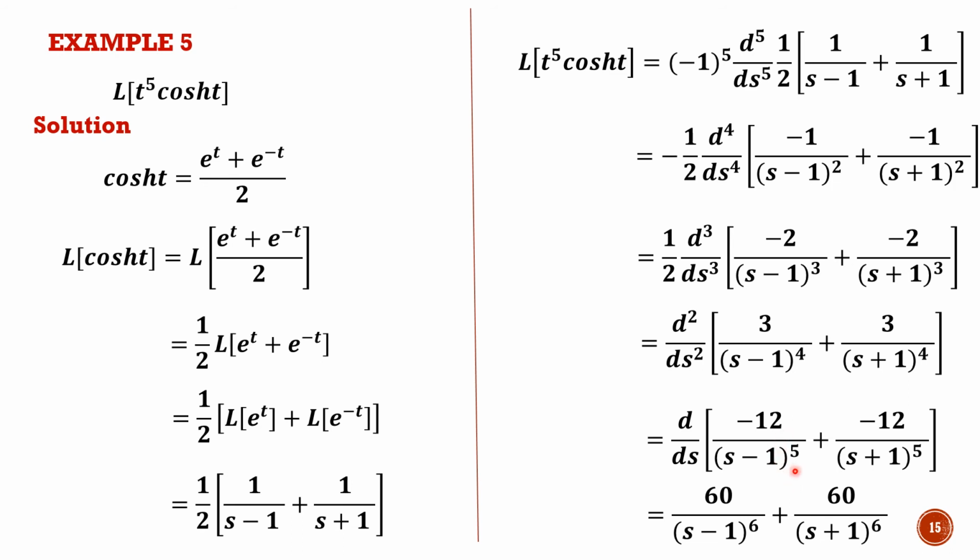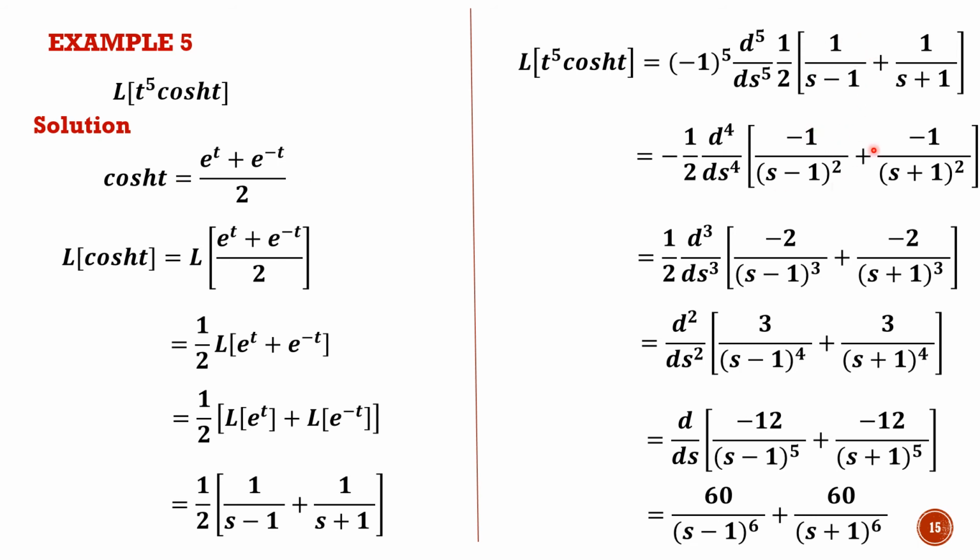Till 1 upon x raised to 5, and adjusting the constants in the numerator. Okay, so I'm using cos hyperbolic t in terms of e raised to, calculating the Laplace transform and then differentiating that function 5 times. I have not used the basic formula for L of cos hyperbolic t.